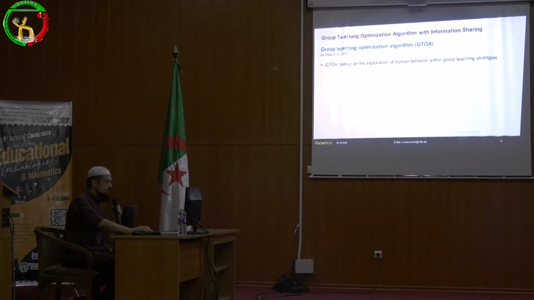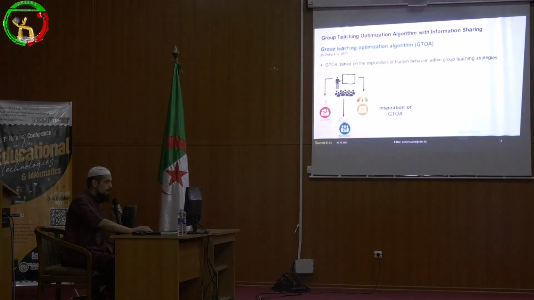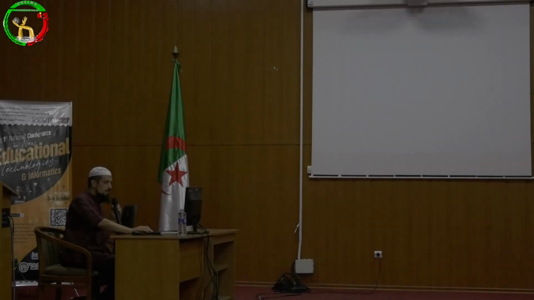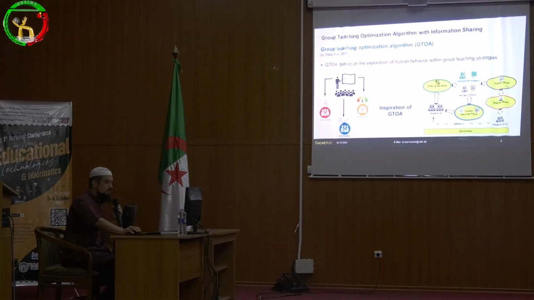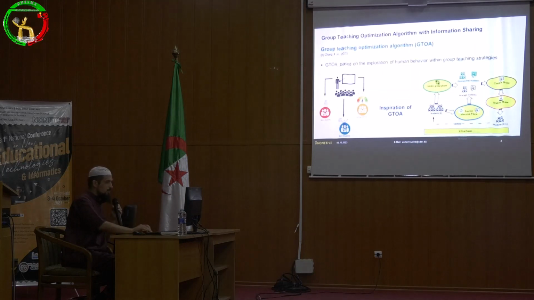This method is based on the exploration of human behavior in group teaching, and its inspiration is dividing the students into three groups: worst students, best students, and average students. As you can see in the right figure, we have four main phases: ability group phase, teacher phase, student phase, and teacher allocation phase. The details of the equations used in our model can be found in our paper, but we try to have an overview of this method.